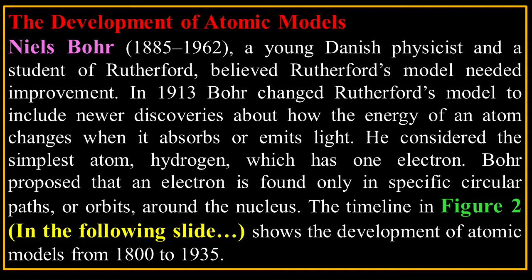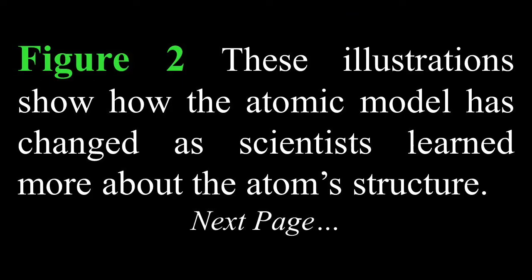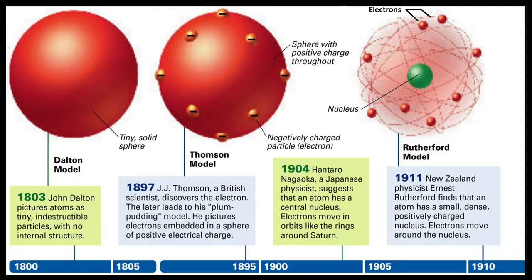The timeline, Figure 2, in the following slide, shows the development of atomic models from 1800 to 1935. These illustrations show how the atomic model has changed as scientists learned more about the atom's structure. These next two slides illustrate the timeline for the development of atomic structure. We start with 1803, and John Dalton pictures atoms as tiny, indestructible particles with no internal structure. That's the Dalton model. The Thomson model in 1897, see how it's almost 100 years later, J.J.